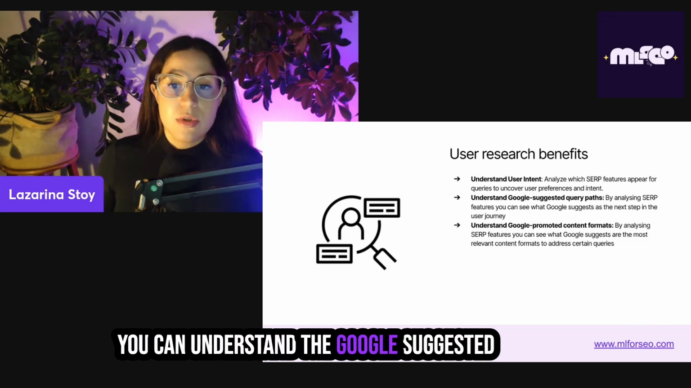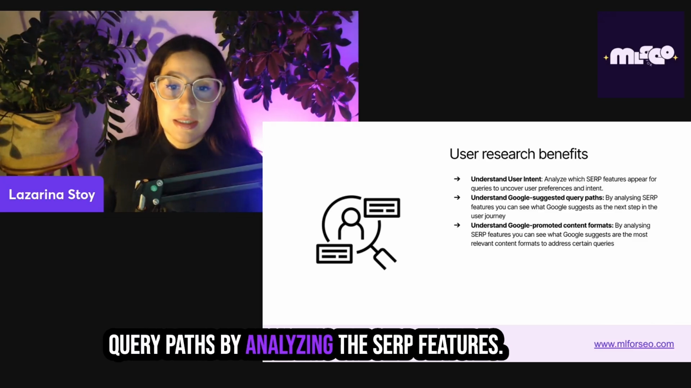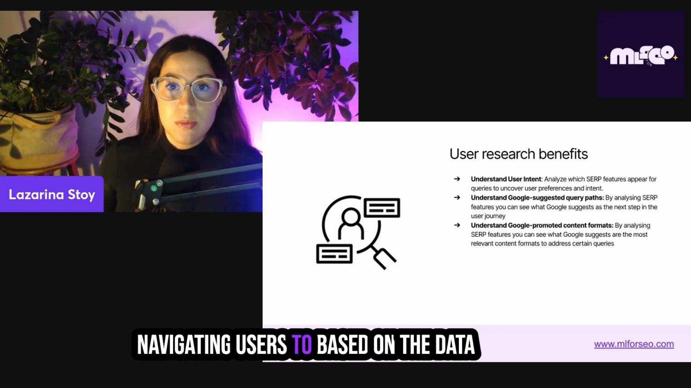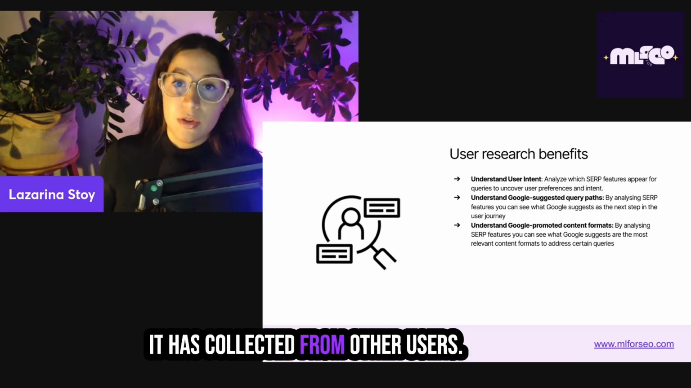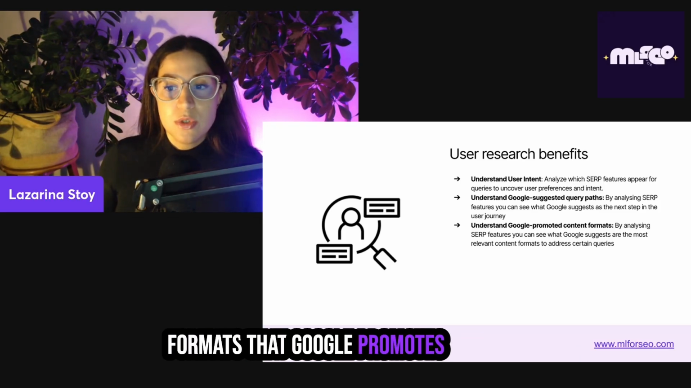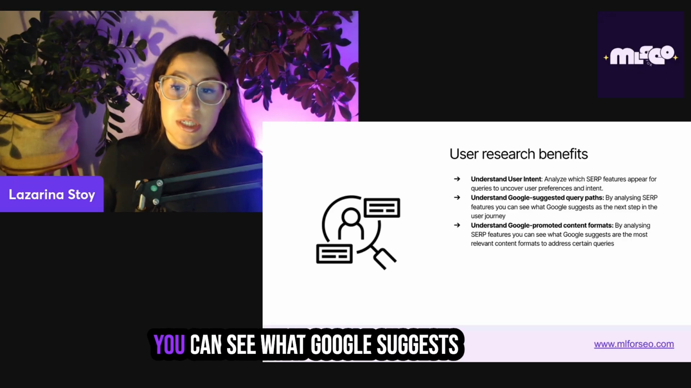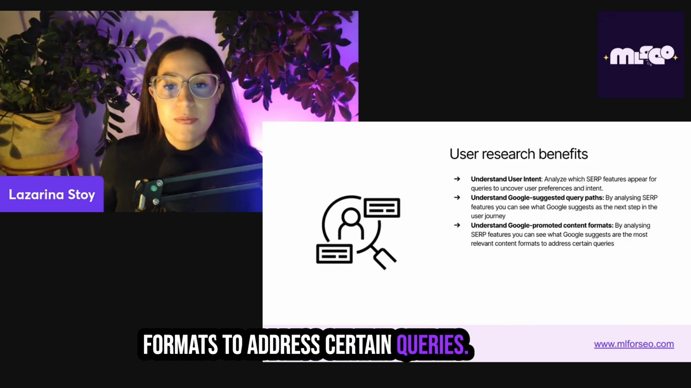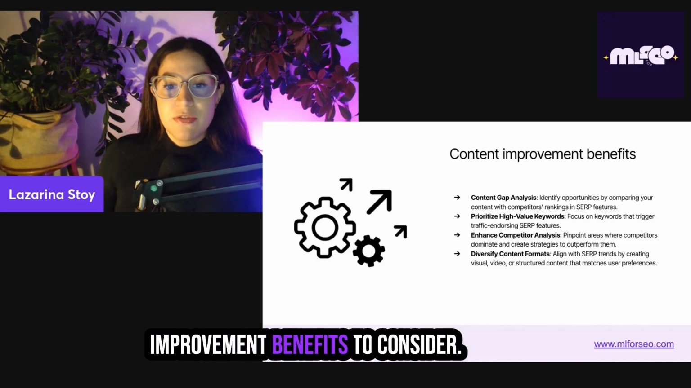You can understand the Google suggested query paths. By analyzing the SERP features, you can see places that Google is navigating users to based on the data that it has collected from other users. You can also understand the content formats that Google promotes. By analyzing the SERP features, you can see what Google suggests as the most relevant content formats to address certain queries.